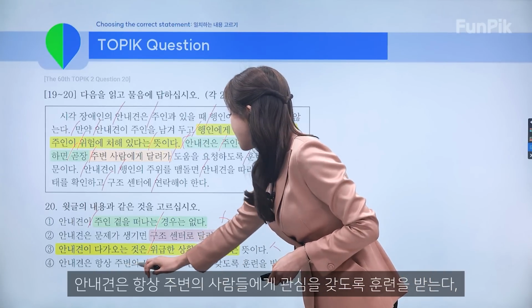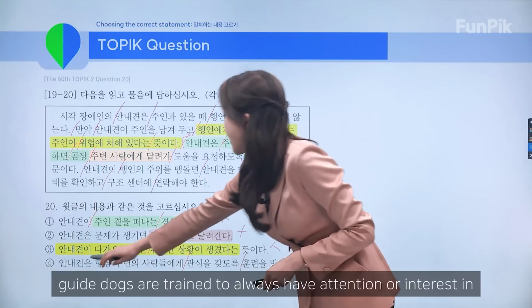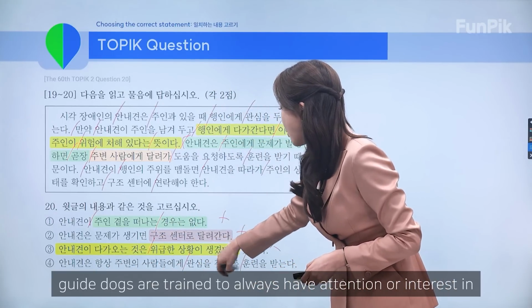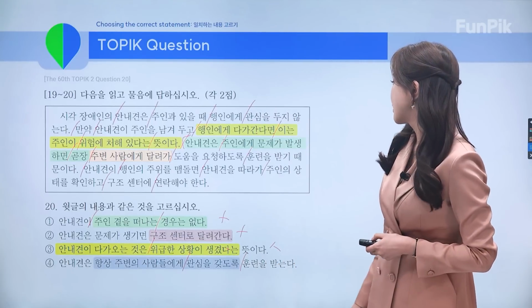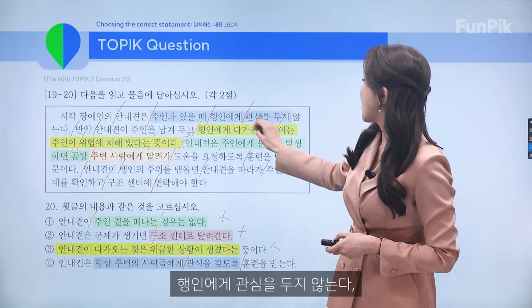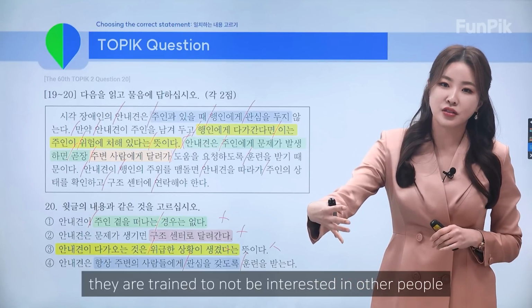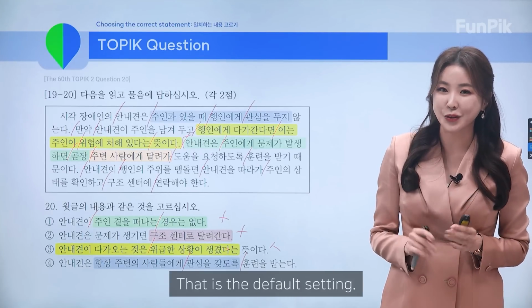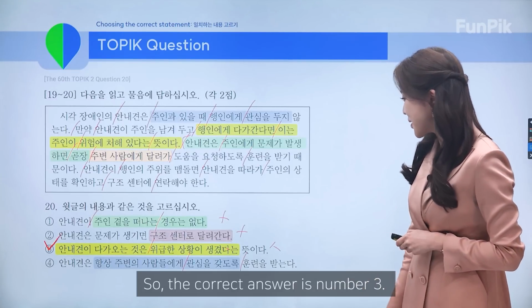안내견은 항상 주변의 사람들에게 관심을 갖도록 훈련을 받는다. Guide dogs are trained to always have attention or interest in people around them. No, the opposite is true. Right? 행인에게 관심을 두지 않는다. They are trained to not be interested in other people in normal conditions. So that is the default setting. All right, so the correct answer is number 3.